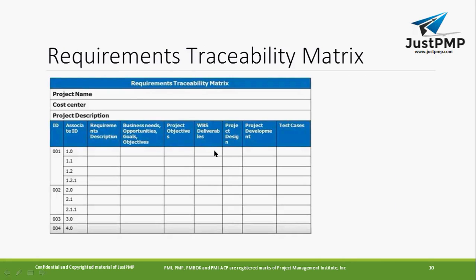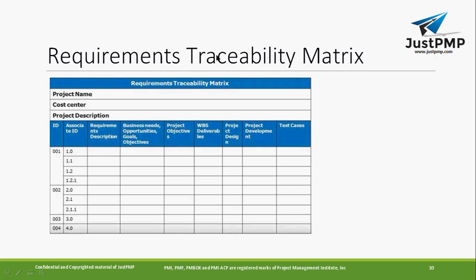These are the requirement IDs, like 1.0, 1.2. Your requirement description will be there, like a business opportunity, goals, and objectives. Then you're going to specify the project objective, and you're going to specify the WBS deliverable. What is your expected deliverable? A project design, project development, and test cases.